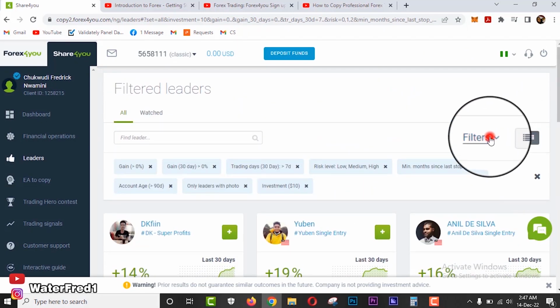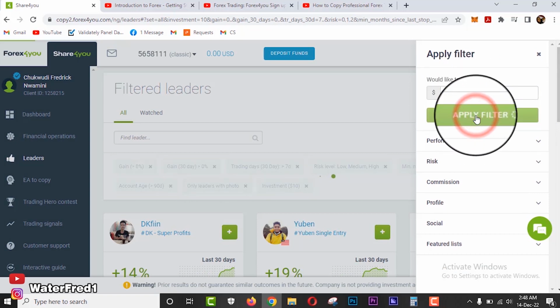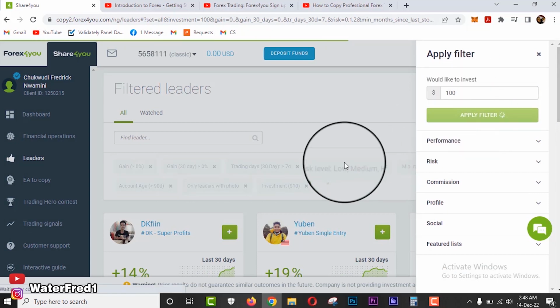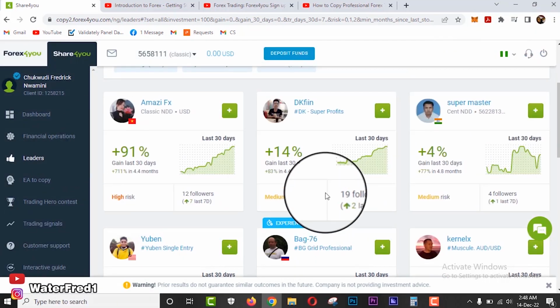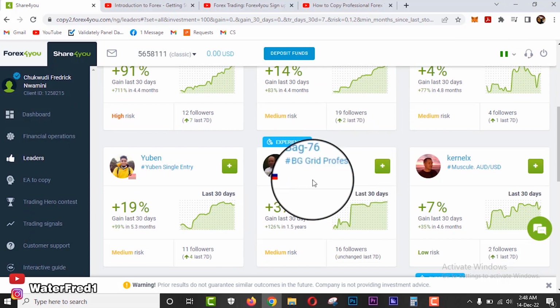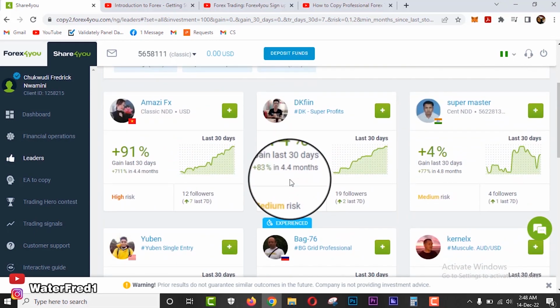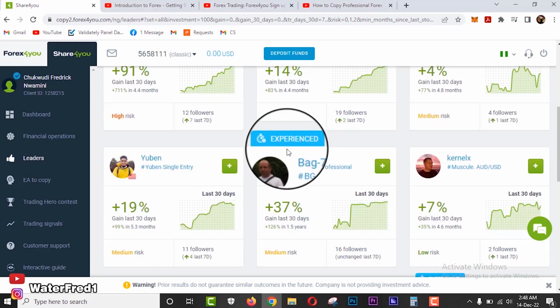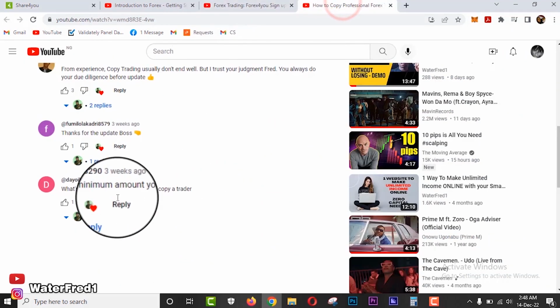Now if you come to filter and you put $100 and apply filter, you see that the people that popped up have changed too. You can see a lot of people, most of these guys here, the minimum amount you can use to copy is $400 and above. So it varies from trader to trader.